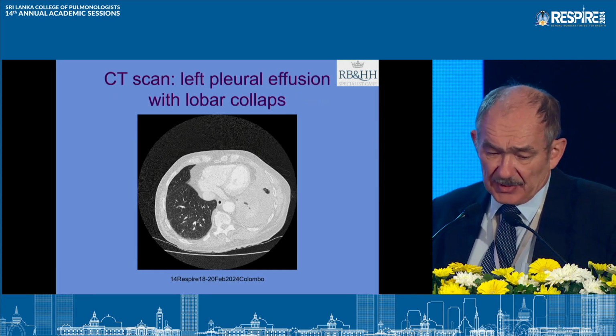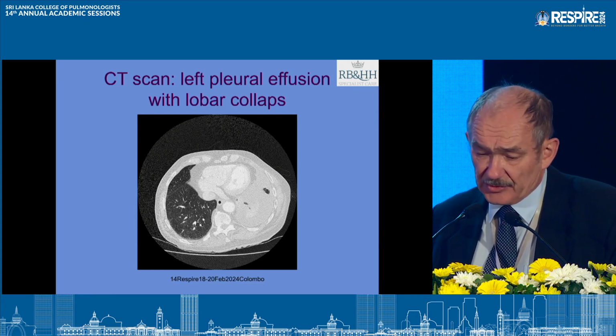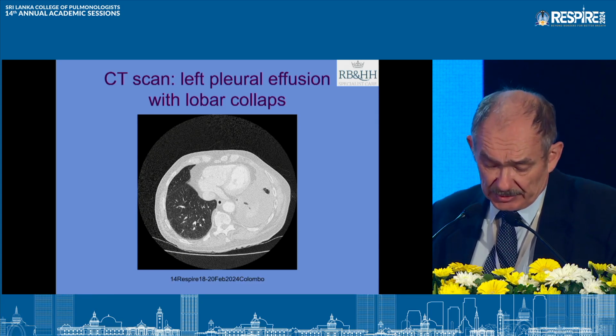Occasionally, you can see complete lobar collapse because of compression by the tumor, and in this case, you should always suspect the possibility that the patient may have endobronchial pathology, which can contribute to such a finding.